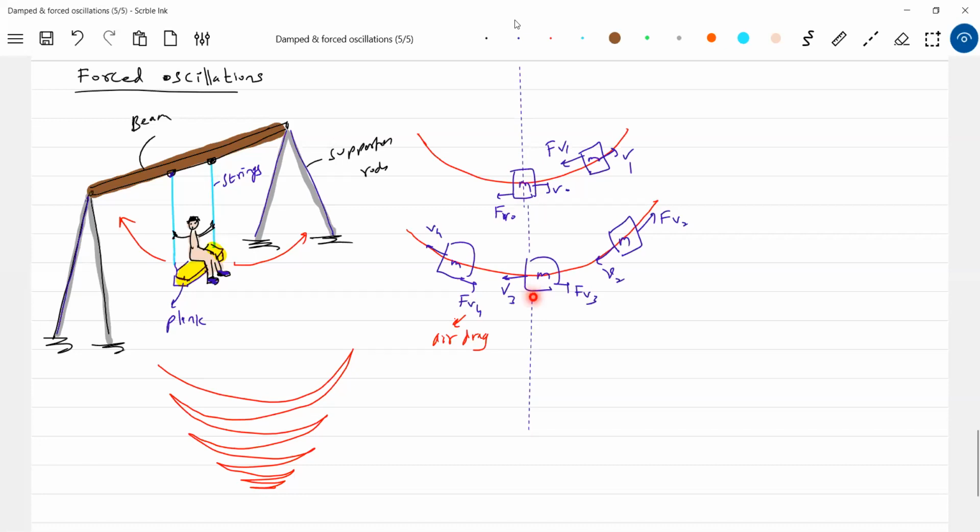Again, what happened? The parent, the caretaker of that kid, or somebody is there, no? Again, what you'll do, you'll come and give some push. Again, it will start oscillating. The kid will feel happy. I think this is what happens in a garden.